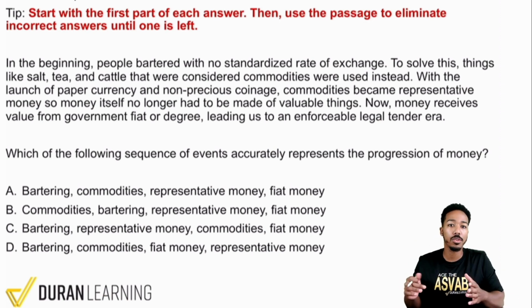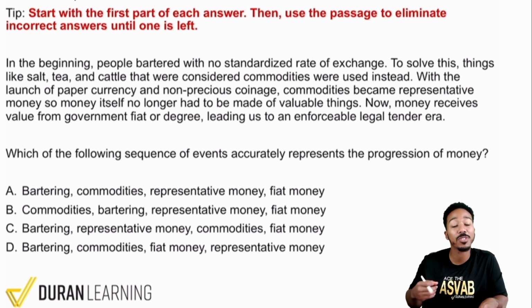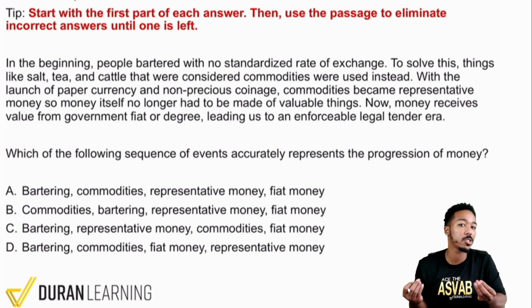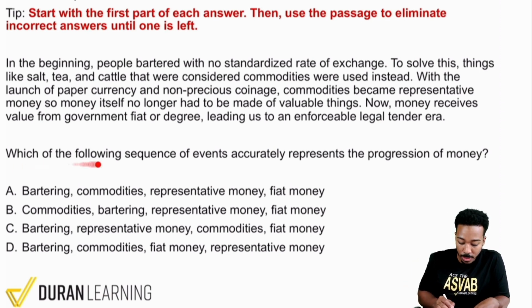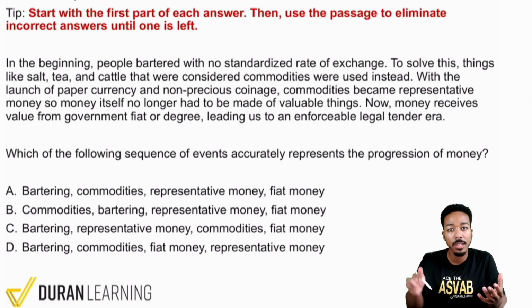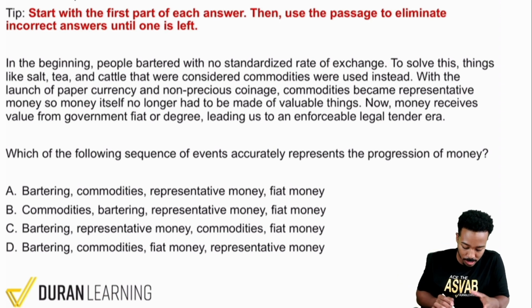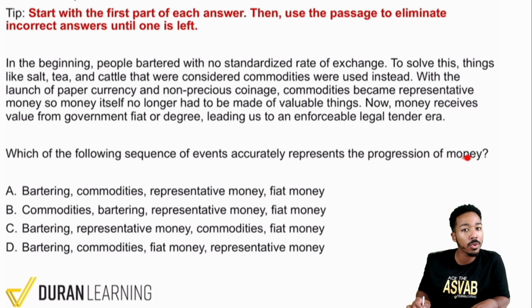So we're going to go through this little sample question right here. We're going to hope for the best and see what we got. But remember, as always, start with the question to understand what type of question you're dealing with. Because again, the question itself will reveal which type you're dealing with, which will then dictate the strategy you use. So here we see, which of the following sequence of events accurately represents the progression of money? So right there, sequence of events, progression of money.